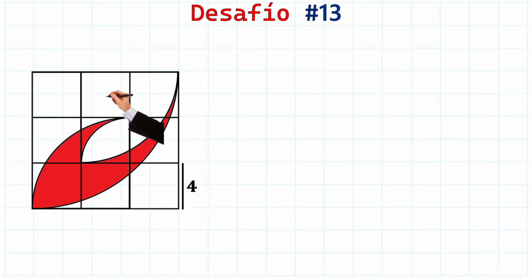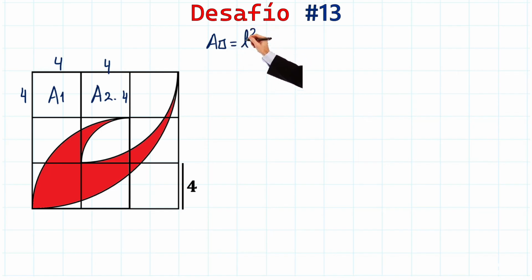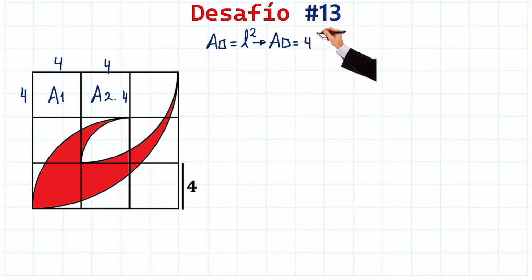So let's start with this square. This little square here we'll call area 1 and area 2. Very well, they are equal. Both squares have sides of 4. We know that the area of a square is equal to the side squared. This square has sides of 4, so the area will be 4 squared, and 4 squared is 16. So area 1 and area 2 are both 16.